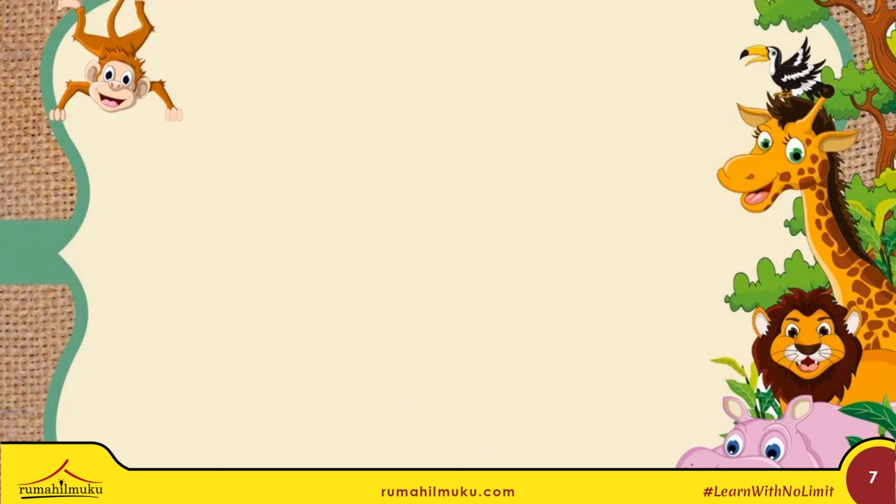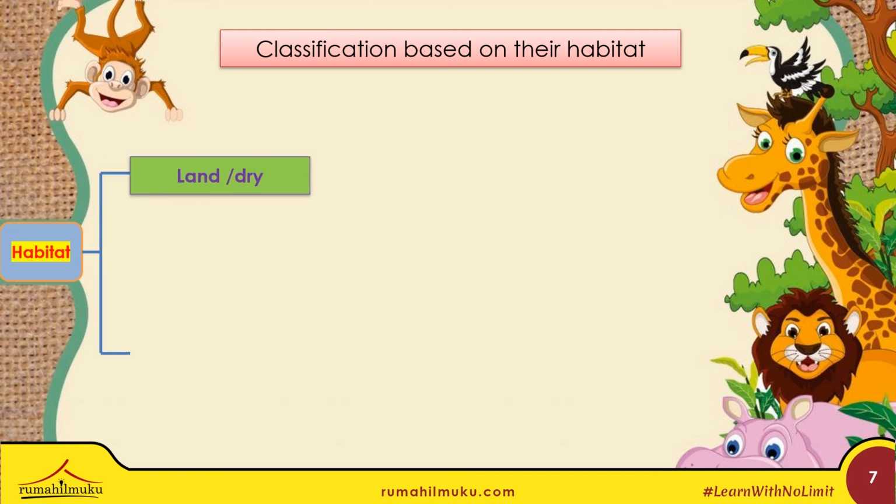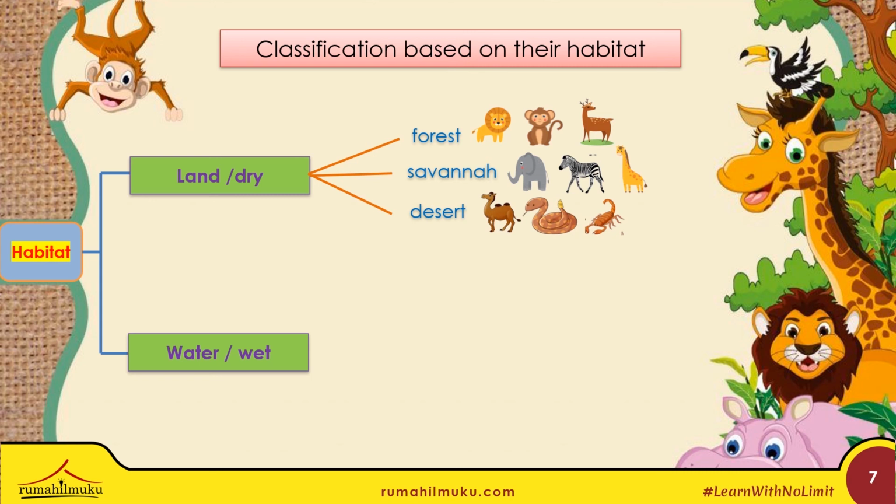And finally, there is the classification of animals based on their habitat. So there are 2 base groups for this classification, the one that lives on land or dry areas and the one that lives on water or wet areas. We humans live on the land. Some may live in the forest, some may live in the savanna, and some may live in the desert. We humans live in the suburban environment where our house now sits.